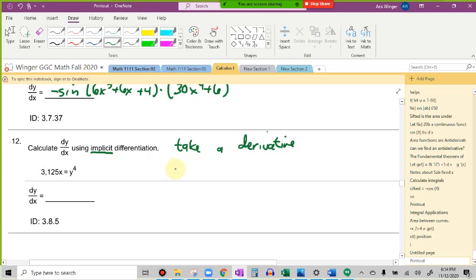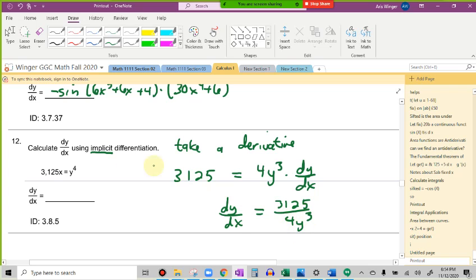The derivative of 3,125x is 3,125, and then the derivative of y to the 4th is 4y to the 3rd times the derivative of y. And so then the derivative of y, solving for it, is 3,125 over 4y to the 3rd. Do not put the comma. Don't even try and test my math lab like that.